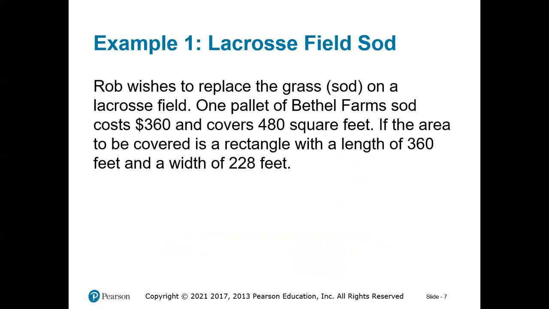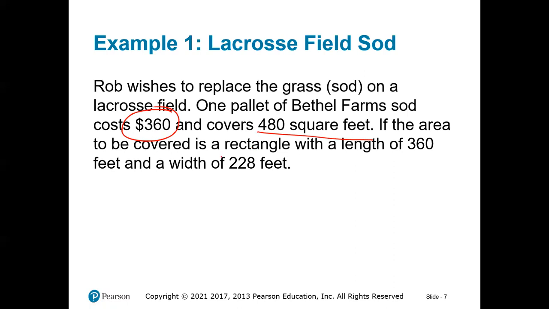Well, here is an exercise. Rob wishes to replace the grass or sod on a lacrosse field. One pallet of Bethel Farms sod, a type of sod, we don't care what it's called really, costs $360 and covers 480 square feet. So that's the price of one pallet, and this is the area it covers.